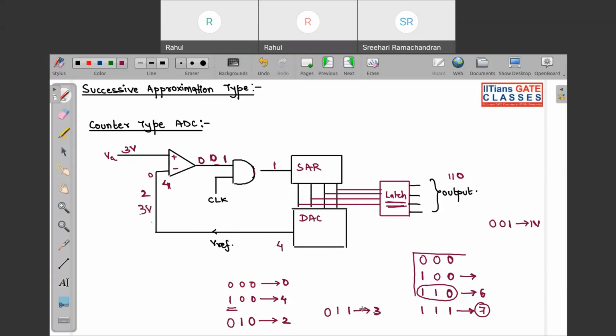But this time the SAR will not make this 0. Why? Because it already knows that we have reached the LSB position. So this is our final case, and this output has been latched previously. So this latch will give the output corresponding to 3 volt as 0, 1, 1. The maximum conversion time over here will be NTC. Tell me if this concept is clear or not. Is this concept clear?